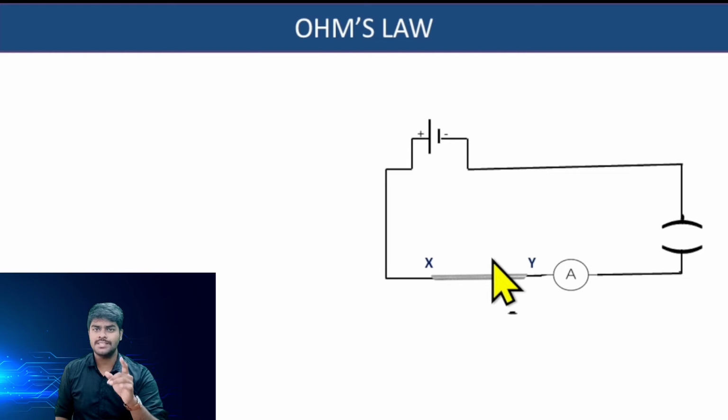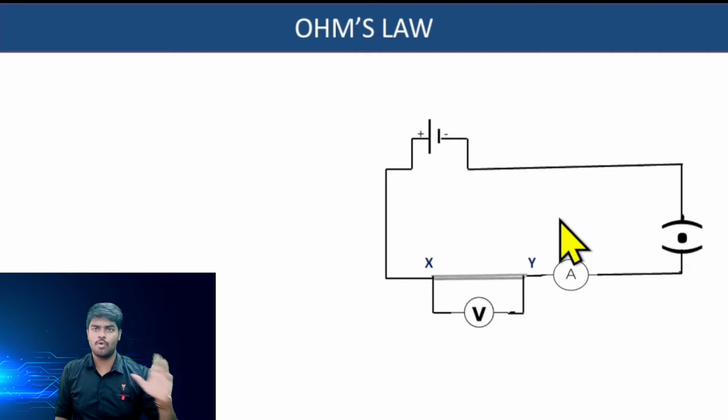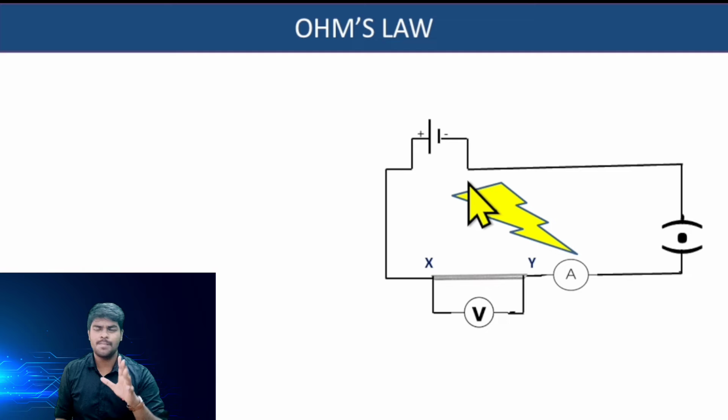Now I want to measure the voltage of the nichrome wire, so I connect the voltmeter across the terminals of the nichrome wire. Now I switch on the circuit. The current is flowing in the circuit. Don't think much about this symbol; it is just the indication of the current.